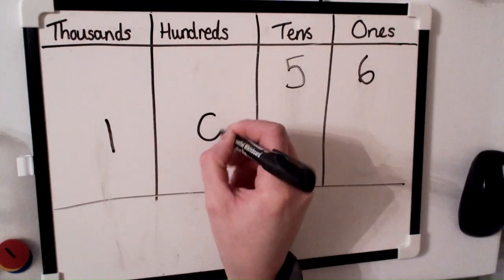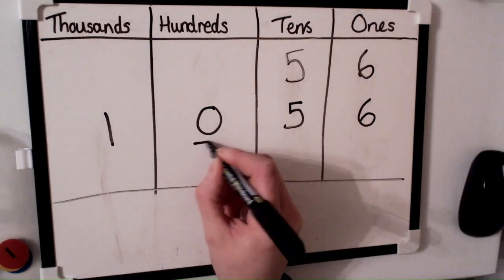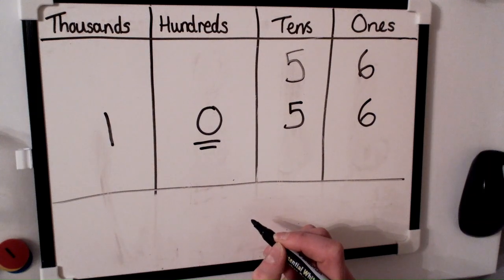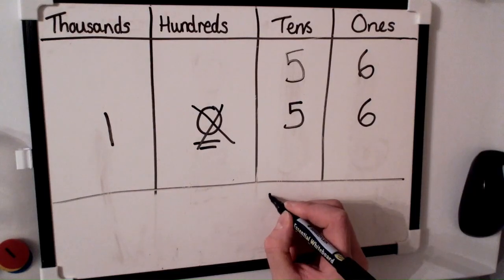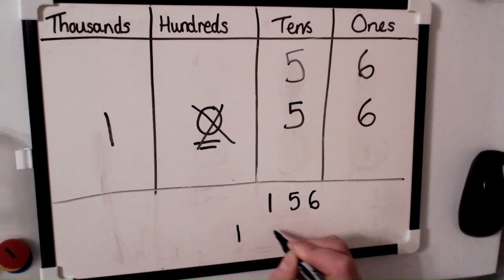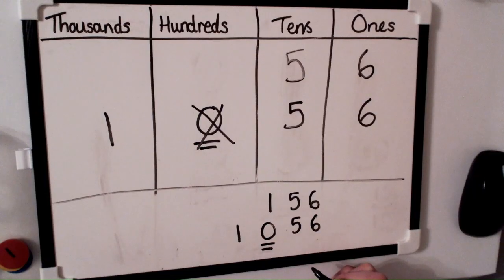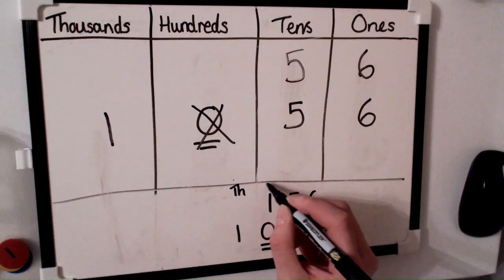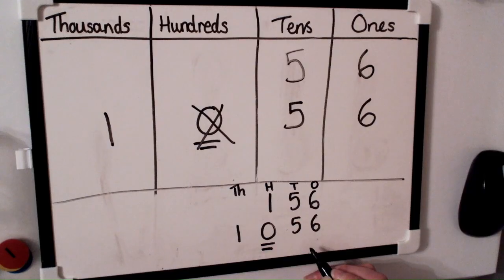1056. So in this number, the 0 means that there are no hundreds. But without that digit 0, the number would just be 156, which doesn't have the same value as 1056. The 0 doesn't mean that there's nothing important there. It means that there are no hundreds, but the hundreds column still exists. This knowledge is essential for the children to understand place value fully.